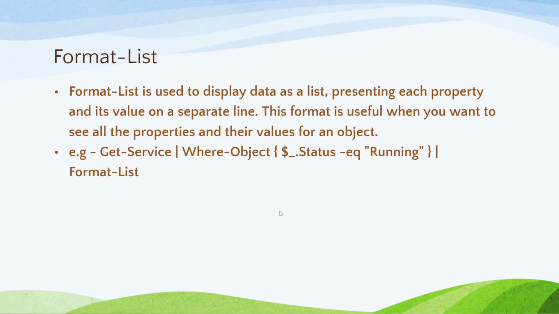Now Format-List. Format-List displays data as a list, presenting each property and its value on a separate line. This format is useful when you want to see all the properties and their values of an object. This is the same, but this is a list. This works with a list like this.